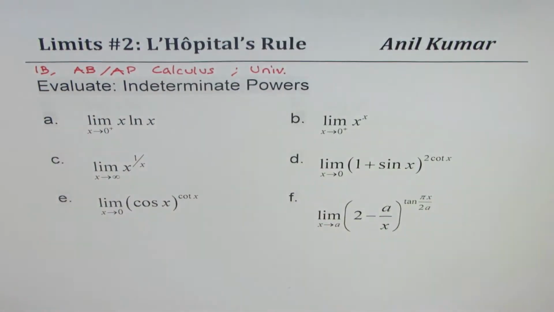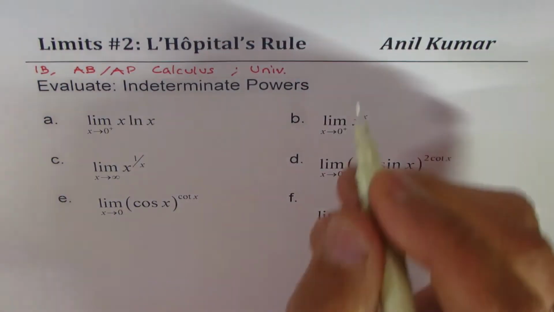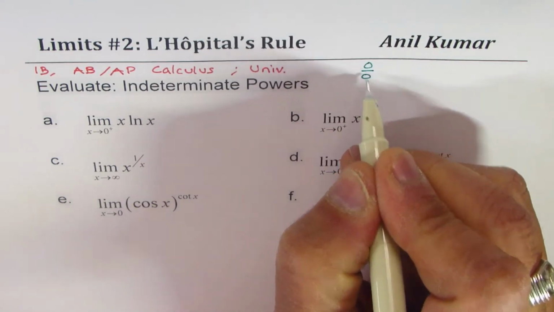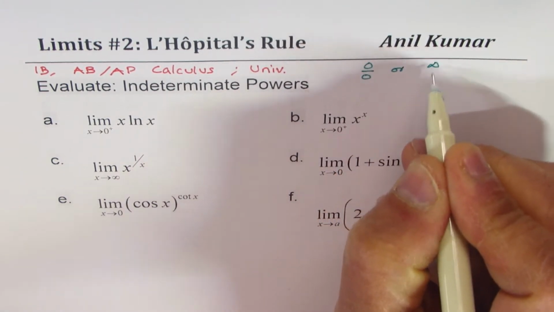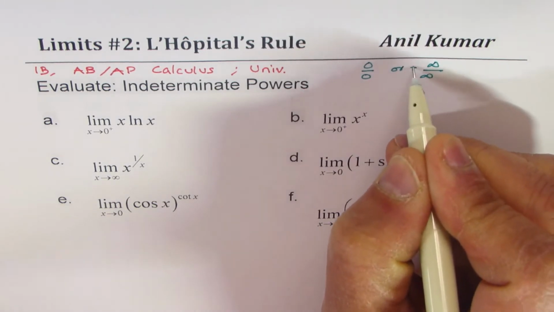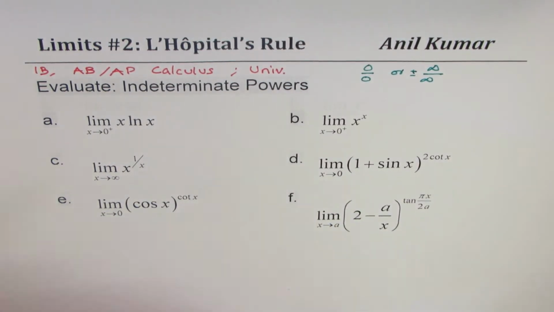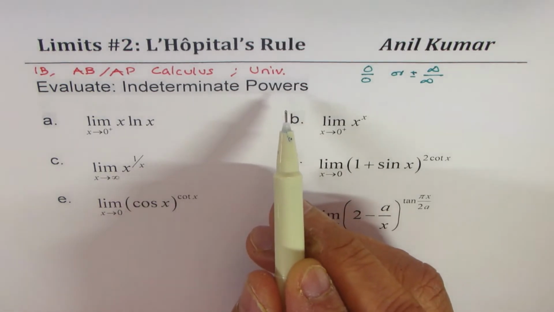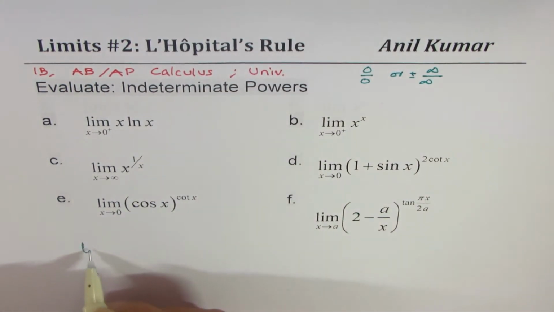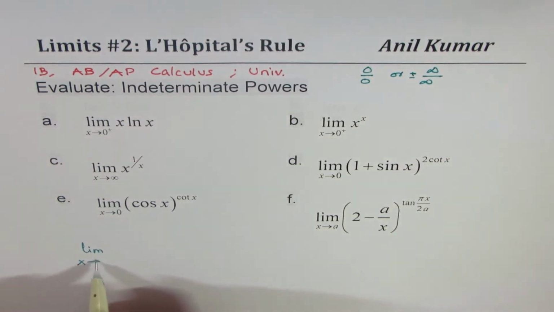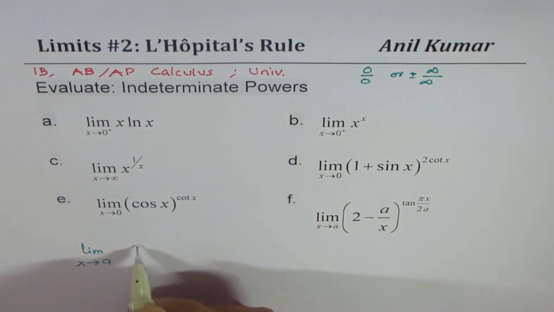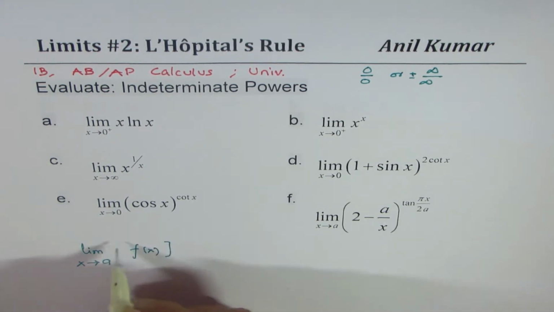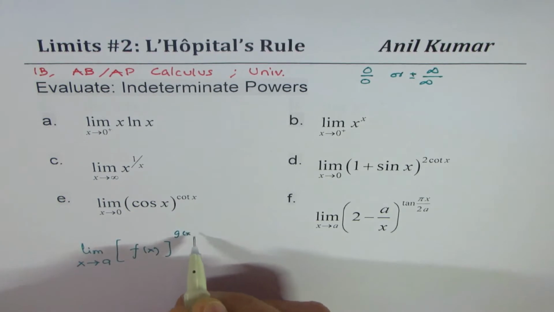L'Hopital's rule normally is applied when we are looking forward to indeterminates of the form 0 over 0 or infinity over infinity, right? Could be plus or minus. But you should appreciate that it is also applied when we are talking about powers, especially if we have a case where we are talking about limit x approaches a for the function f of x to the power of g of x, right?